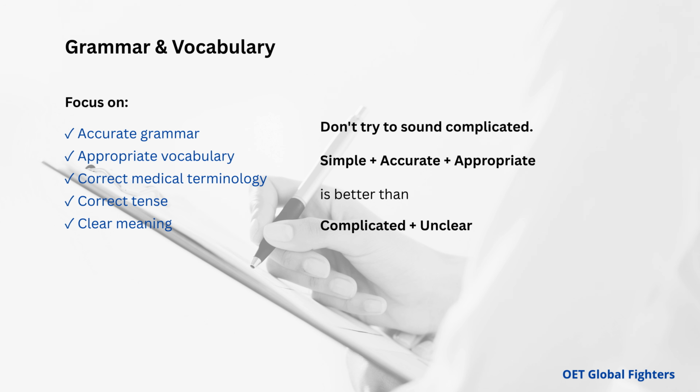Let's start with grammar. You need grammar that allows you to communicate your meaning accurately. You don't need to show off. You don't need to use complicated structures in every sentence. Instead, focus on accuracy. Make sure your tense is correct. Make sure your subject and verb agree. Make sure your sentences are complete. And make sure your grammar doesn't change the meaning of the case notes.